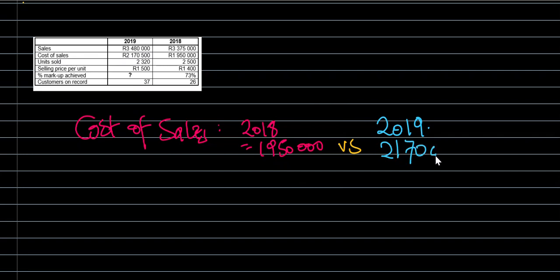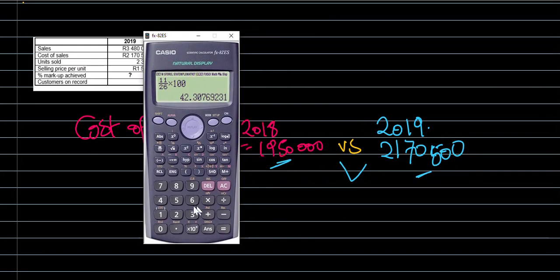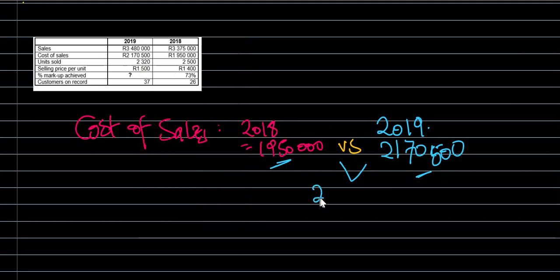2170,500. So these are the figures, right? The difference here, if you take your calculator and subtract the two, 1950,000 minus 2170,500, the answer is 220,500. So this is the difference, right?